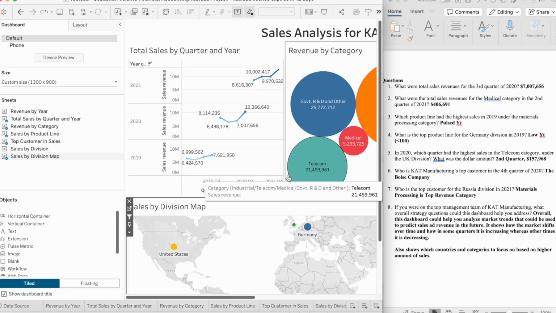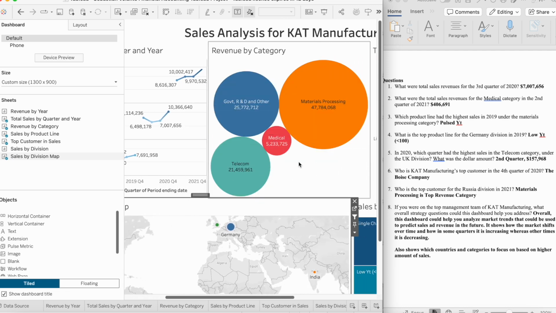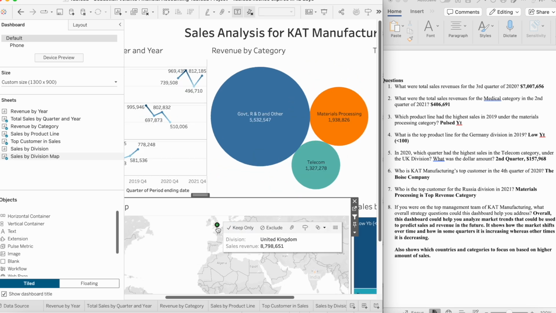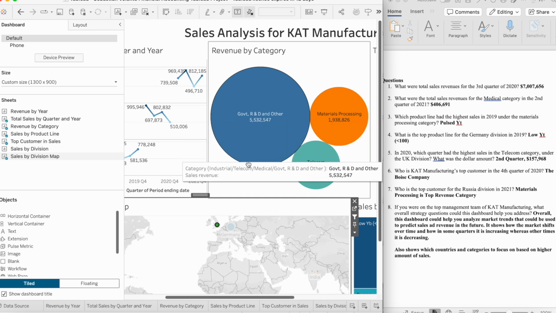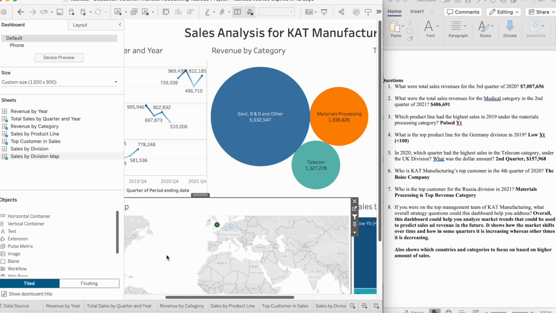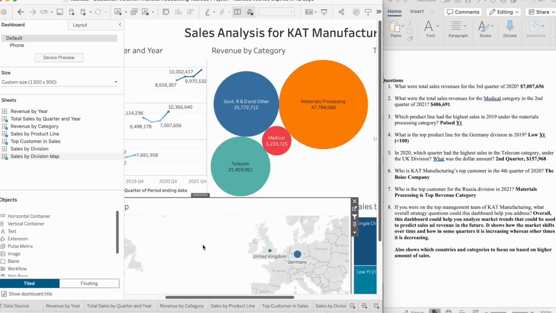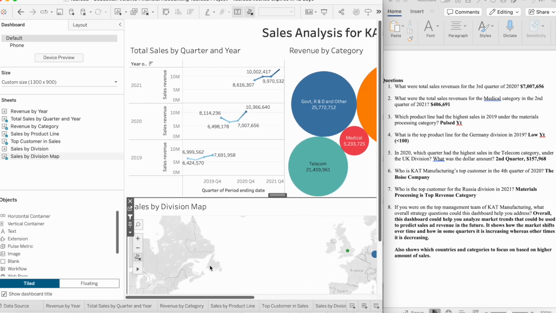And you can also tell which categories to focus on per country. Say in the United States, you might want to focus on materials processing, as it has $47 million worth of revenue. But in the United Kingdom, their highest revenue earner would be government, R&D, and other, as it's 5.5 million. So in the United Kingdom market, you would rather focus on this revenue category instead. So it can show you how, based on the location, you should focus on different divisions of the categories.